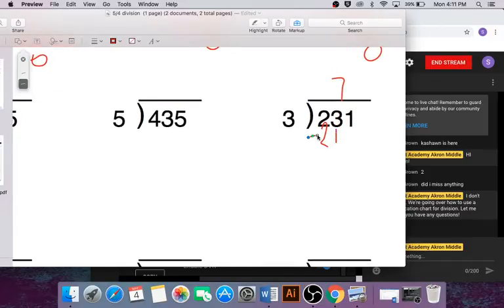Okay, and we're going to subtract 21 from 23, which leaves us with 2. And then we bring down our 1. Now we need to see how many times 3 goes into 21 without going over. And we just said that that was 7. So we'll put the 7 above the 1. 7 times 3 is 21. We subtract again, and that gives us 0.